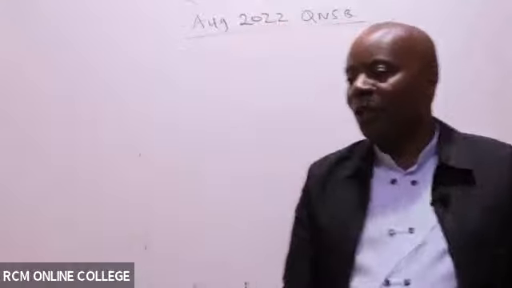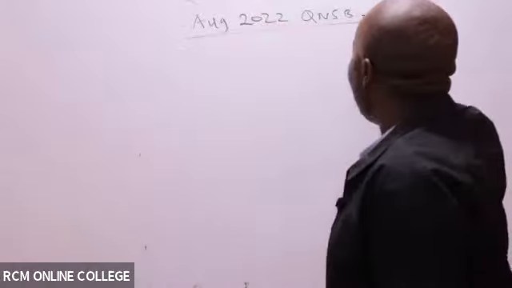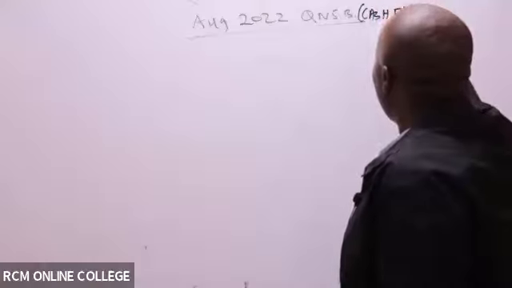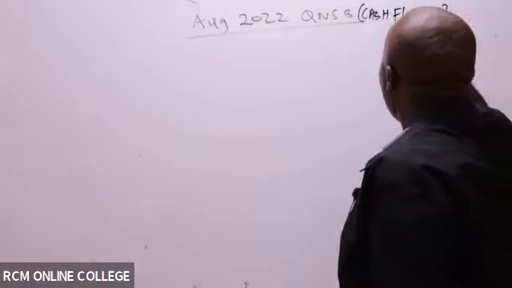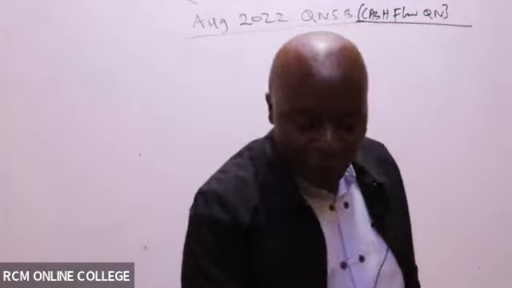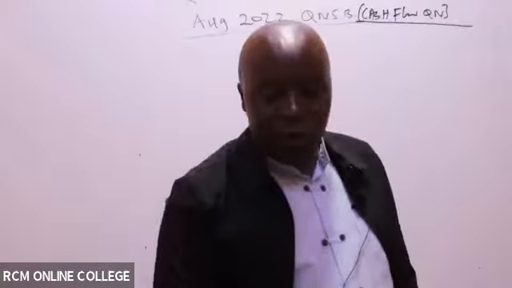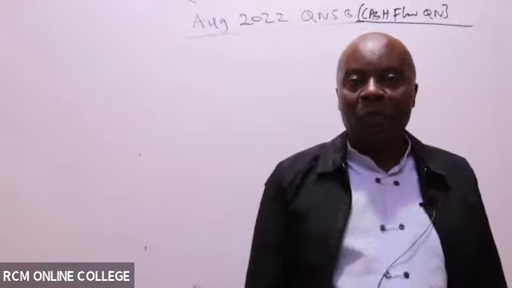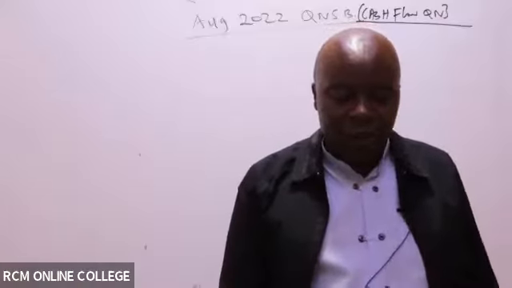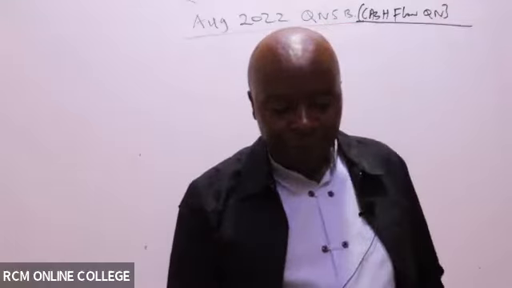August 2022, number 5b, which is a group cash flow question. Ladies and gentlemen, remember the moment you get a group cash flow question like this: W Group has owned a number of subsidiaries for several years.